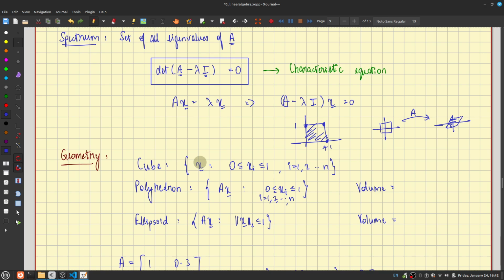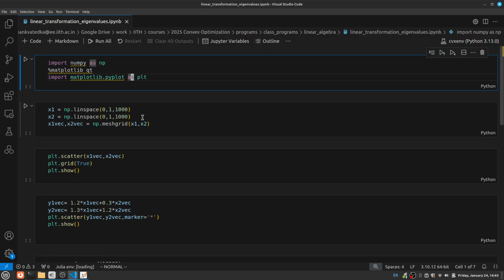So effectively, if you transform a cube by a linear operator A, it gives you a polyhedron. In 2 dimensions, the square gets mapped to a polygon, nothing else, right? And what are the vertices of this polyhedron? Some of the vertices are just going to be the columns of the matrix A. The other vertices are just going to be sums of columns, nothing more, right? So you can try to visualize it using a simple example.